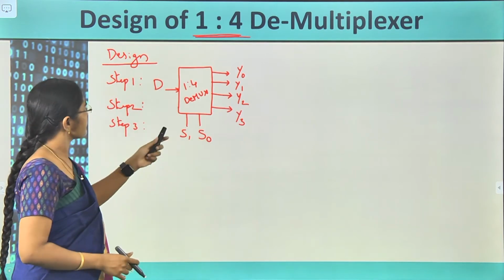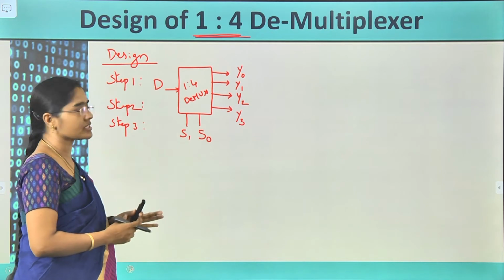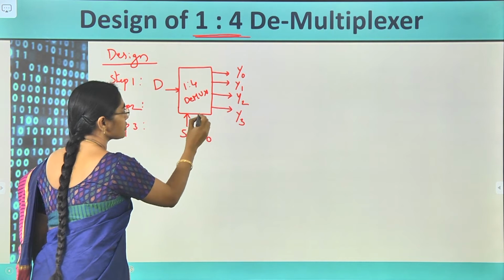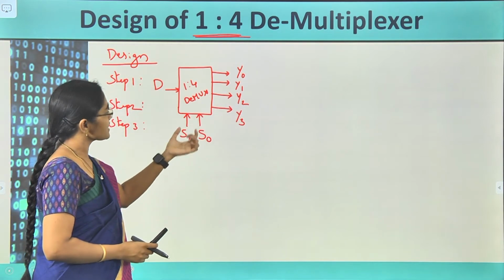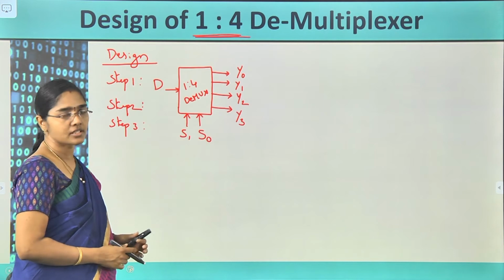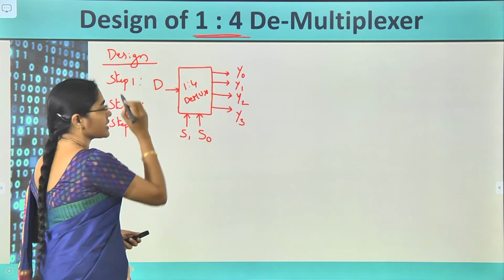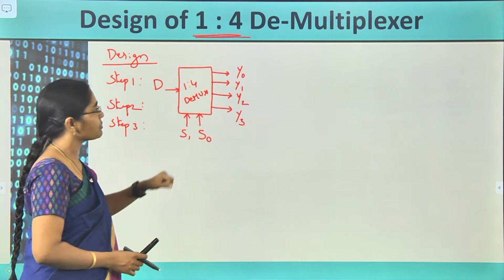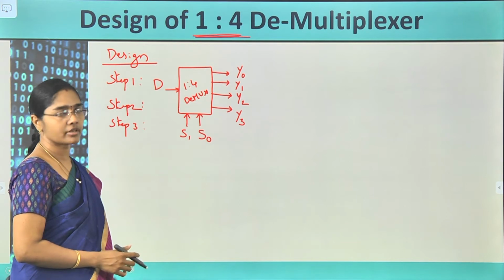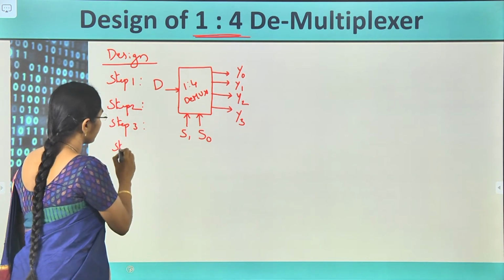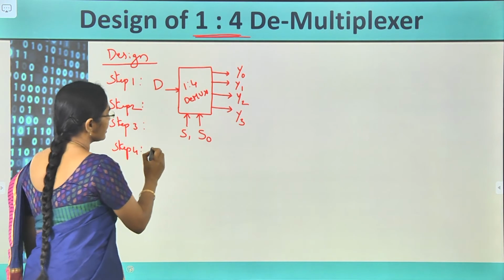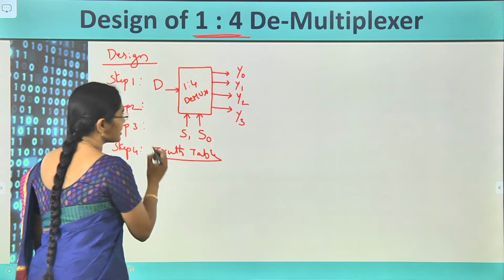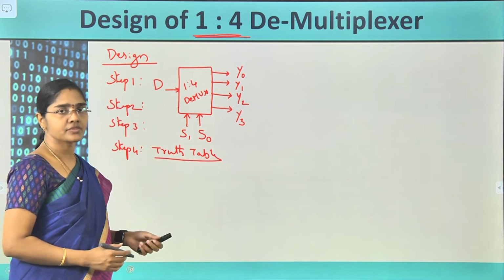Okay, the logic symbol for the 1:4 demultiplexer is using one input with 2 selection signals. These are also inputs only, so the direction will be like this. 2 selection signals and 4 output signals. The input signal is named D, the data input signal. The selection signals are named S0 and S1 and the output signals are named Y0 to Y3. What is the next step? Having the relation between all these with the help of a truth table. So the truth table for this 1:4 demultiplexer, how will it be?